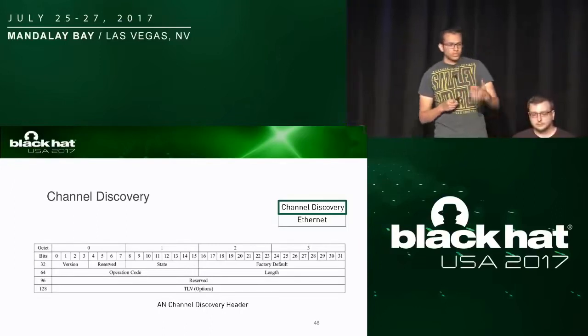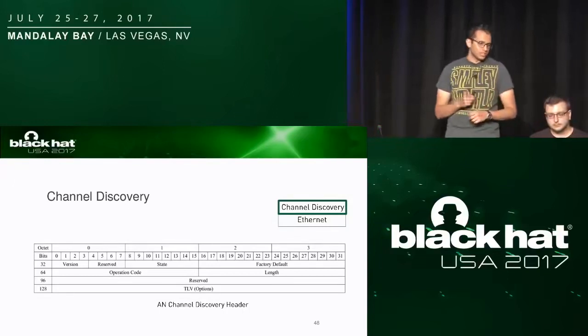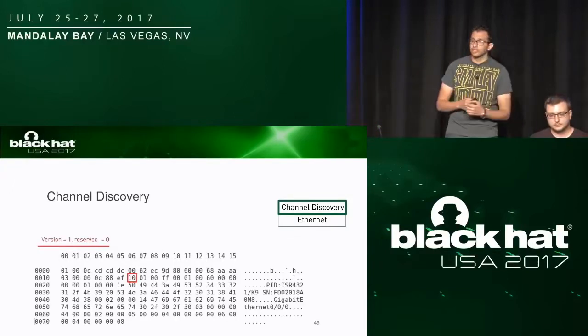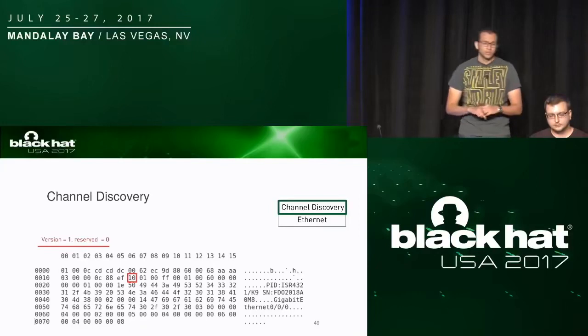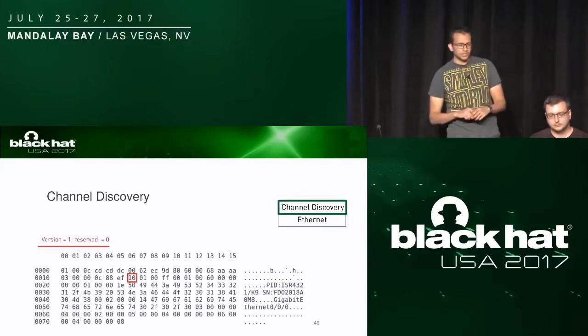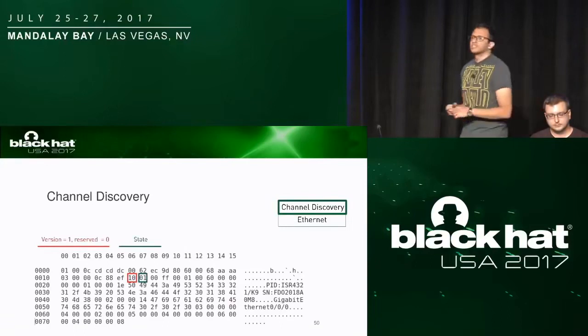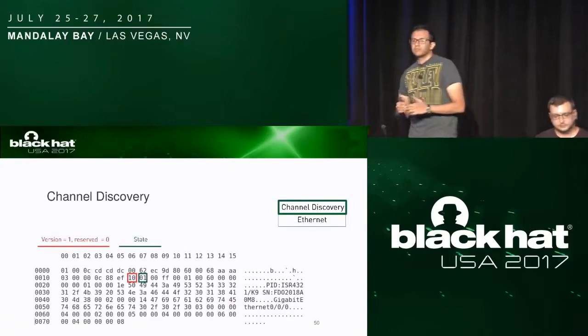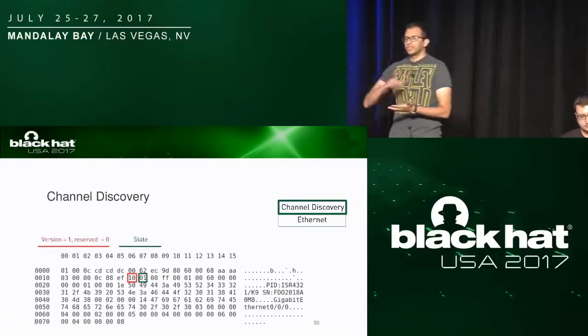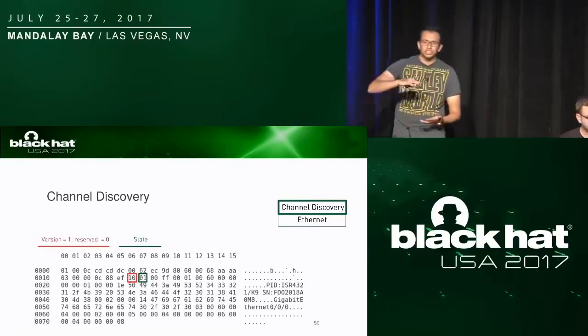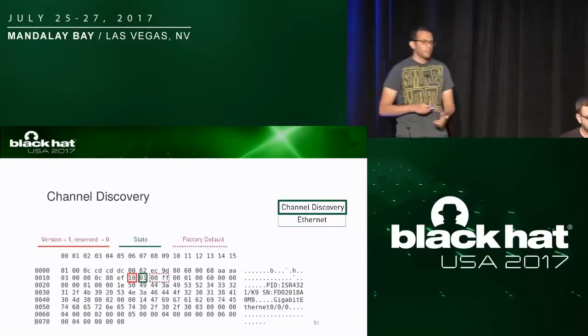So to continue analyzing the protocol, we can see it as the following. We have the version here for the channel discovery, which is 1, and some fixed bytes here. And after that, we have the state. The state means which phase we are in within the protocol. Well, we are just starting, so the phase here is O1.